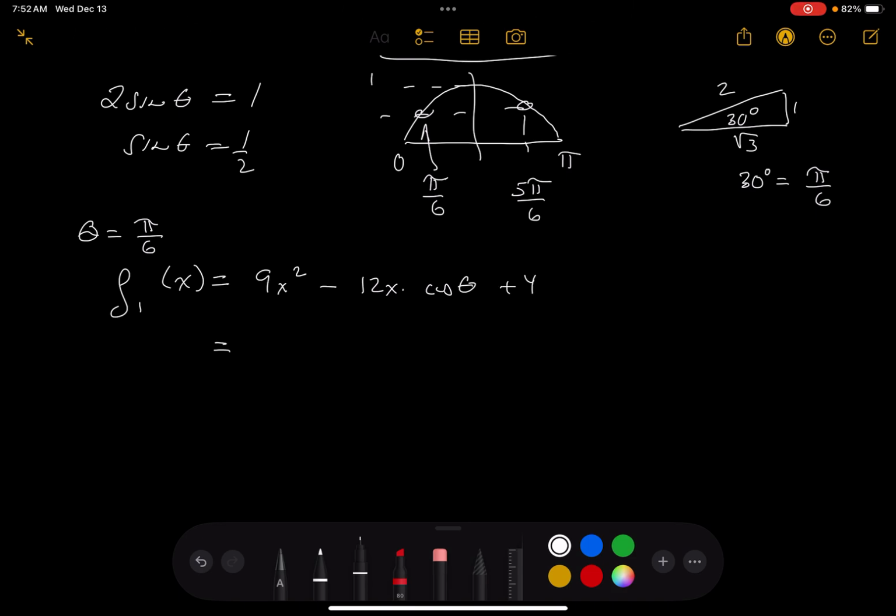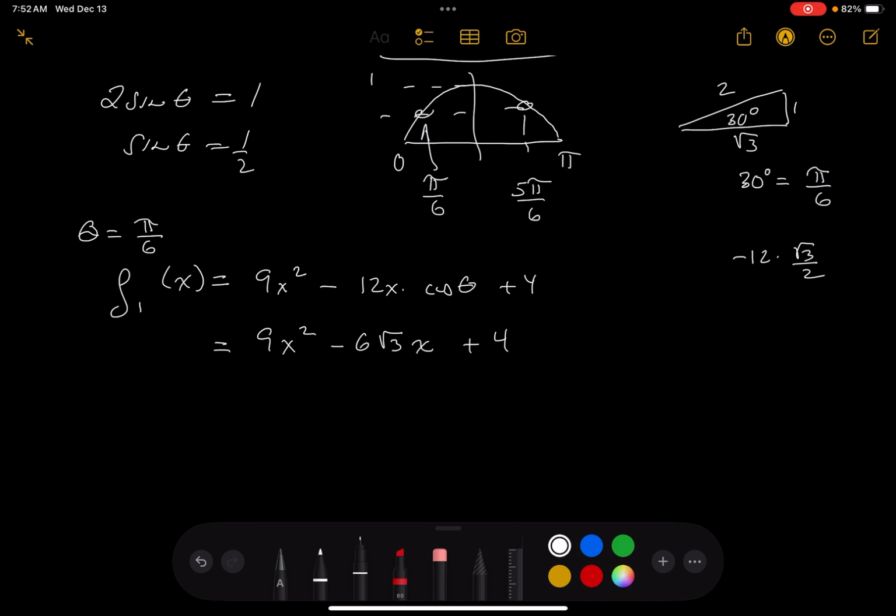And if you get the pi over 6, by the way, the cosine of that is going to be root 3 over 2. Let me write that down for you. So you can get minus 12 times root 3 over 2. That's what the cosine of that angle is, by the way. What would that give you? It would give you minus 6 root 3 x plus 4. All right, that's fine, by the way.